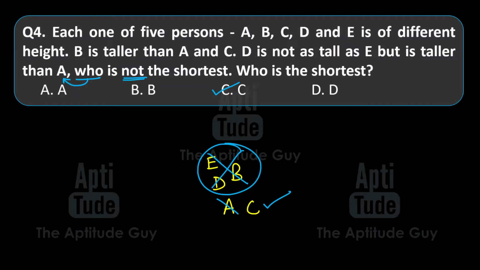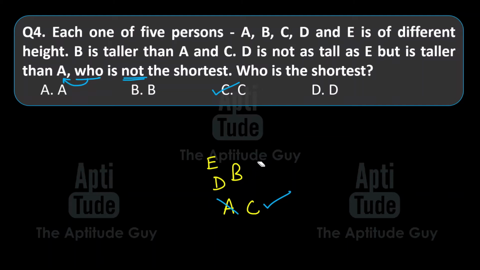Alright. Now what if they had asked who is the tallest? What would be your answer? If your answer is E or if your answer is B, both are wrong. Actually, the answer would be cannot be determined.